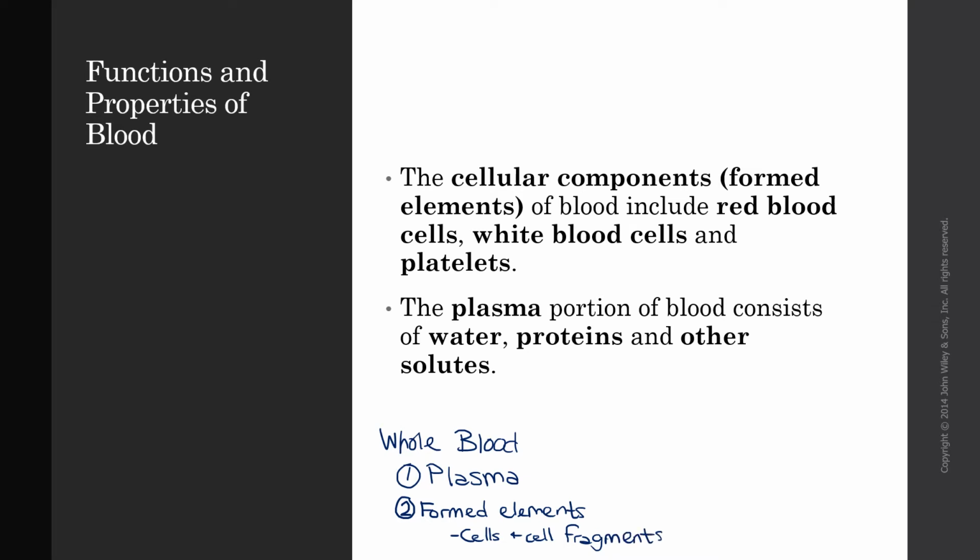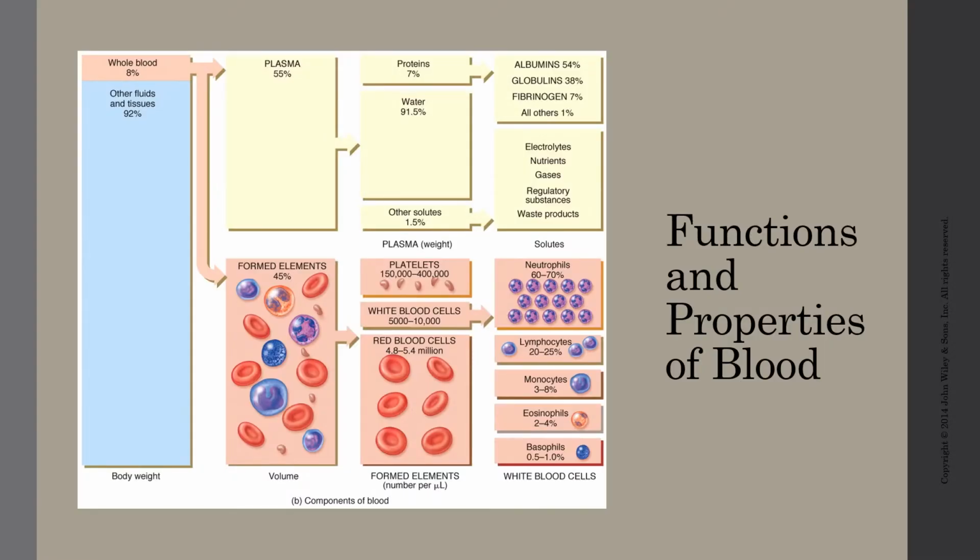So the cellular part or the formed elements, these include red blood cells, white blood cells, and platelets. And the plasma, on the other hand, this contains water, proteins, and some other solutes. So when the formed elements are removed from blood, you're left with this very yellowy straw-colored liquid that's called blood plasma, or simply plasma in some cases, or they're interchangeable.